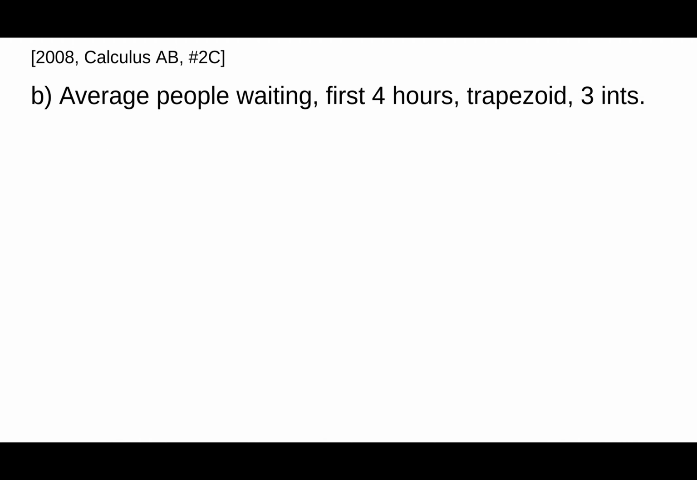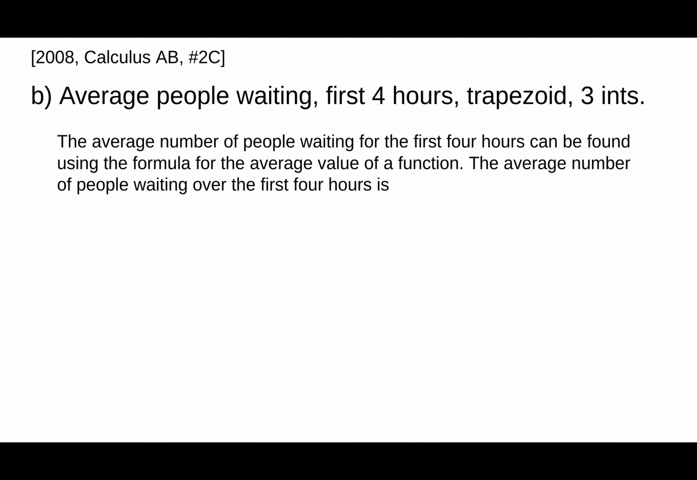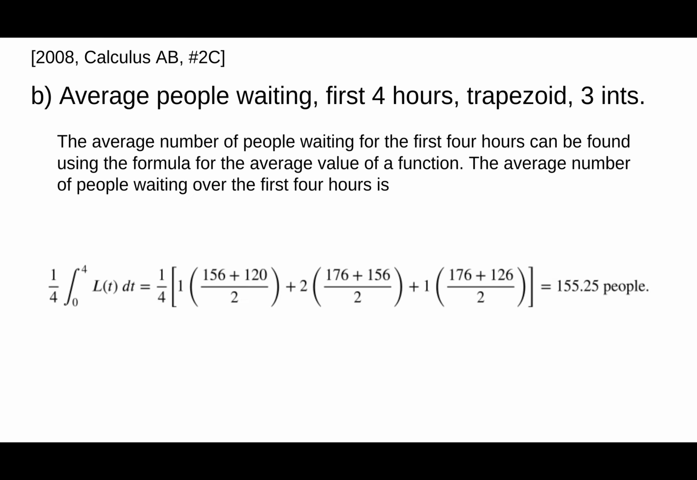In part B, we are asked to find the average number of people waiting for the first 4 hours that these tickets are on sale using a trapezoidal sum over 3 subintervals. All right, so the average number of people waiting, this is an application of the formula for the average value of a function. So the average number of people waiting for the first 4 hours can be found using that formula, and we can set up an integral that would be 1/4 the integral from 0 to 4 of L of t dt.